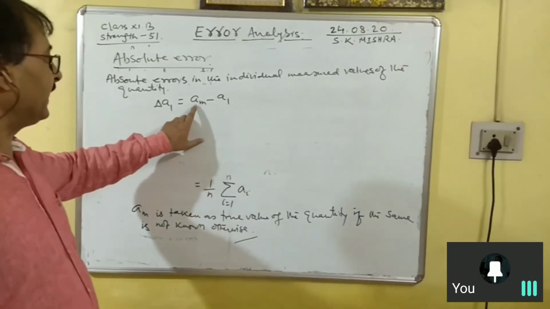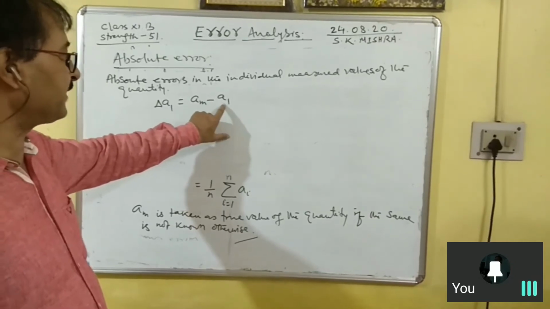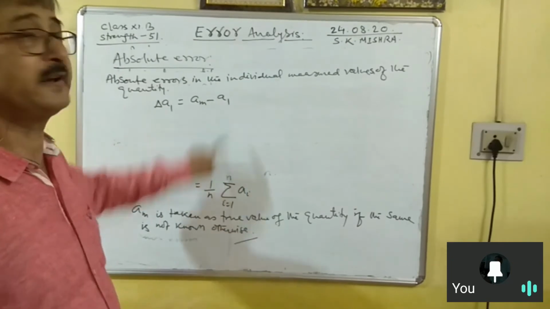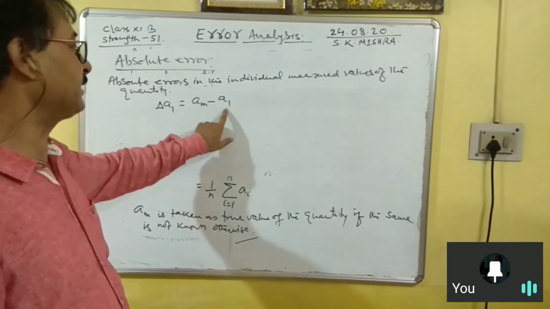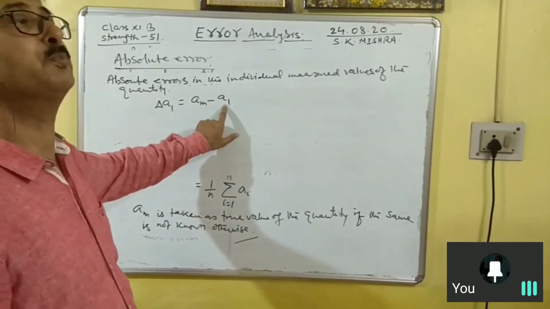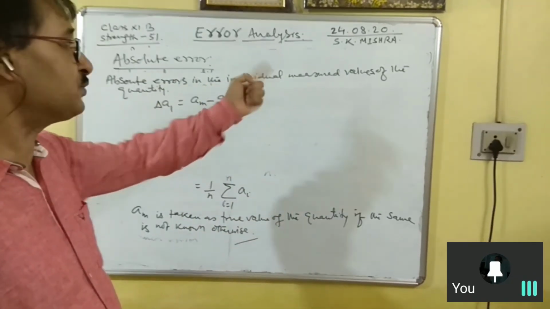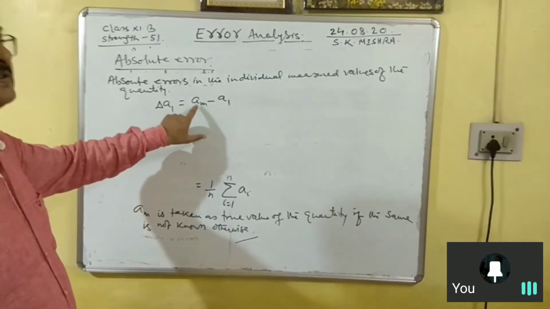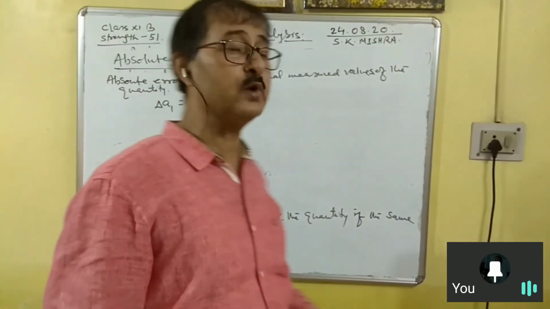So if the arithmetic mean comes to be 10 centimeter, and according to your observation, in first reading the length of this pen comes to be 10.1 centimeter, then you have to subtract 10 minus 10.1. Or this may be 9.1, this may be 9.8, this may be 9.9. So absolute error in the individual measured value of the physical quantity is nothing but the difference of arithmetic mean and the individual measured value.